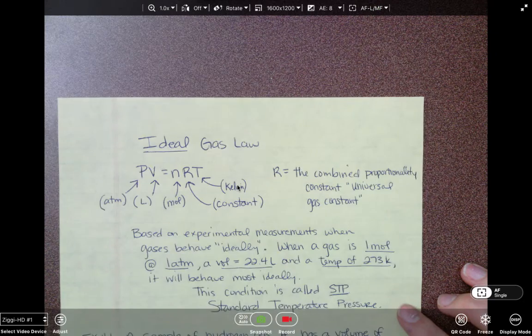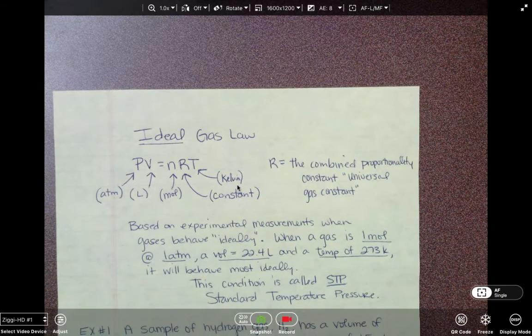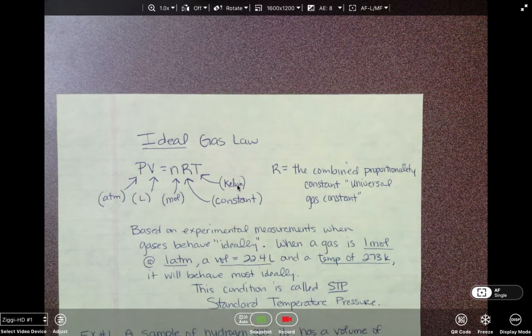So just really quickly, based on experimental measurements, when gases behave ideally, there's a very specific set of conditions that take place. You have 1 mole of that gas. It is at 1 atmosphere of pressure. It takes up a volume of 22.4 liters and a temperature of 273 Kelvin. So if all of those conditions line up, then the gas will behave ideally.